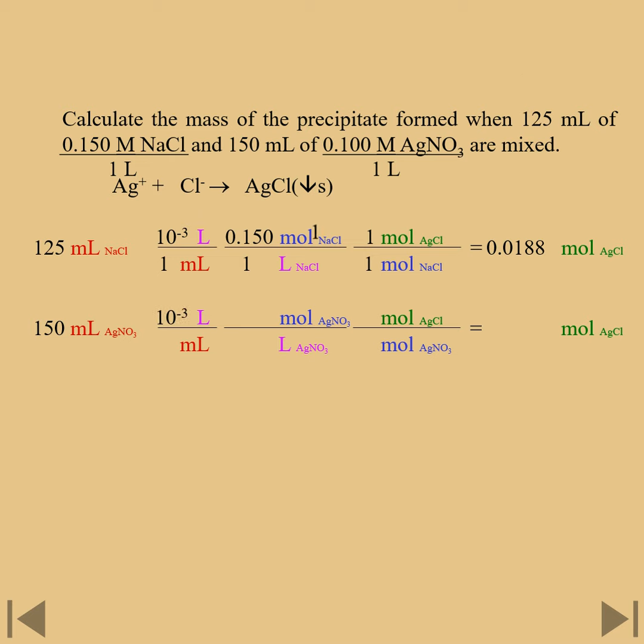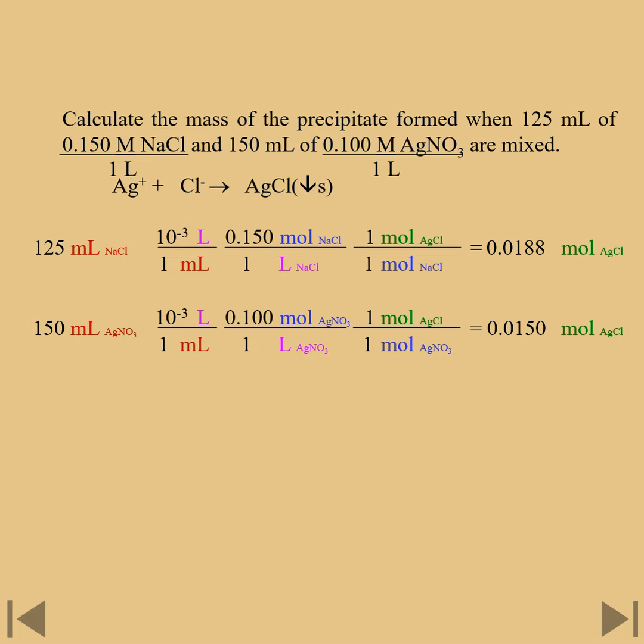1 milliliter is 10 to the negative third liters. The concentration is 0.100 moles per liter. And again, it's a 1-to-1 reaction. Just because it's 1 doesn't mean you should get in the habit of not putting that in. And that would be 0.0150 moles of silver chloride that we can potentially form from the silver nitrate solution.